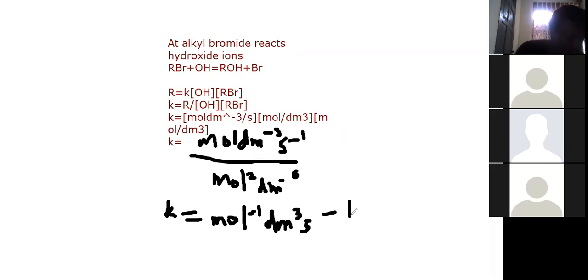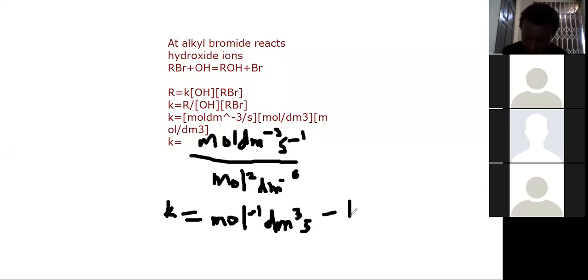So that is it. Now, the overall order of the reaction is what? The question says you should find the overall order of the reaction. What is the overall order of reaction? It is 2. So the overall order of reaction is 2. Good girls and boys.